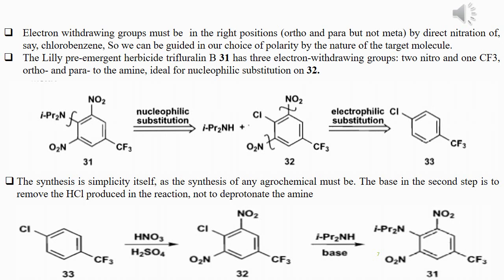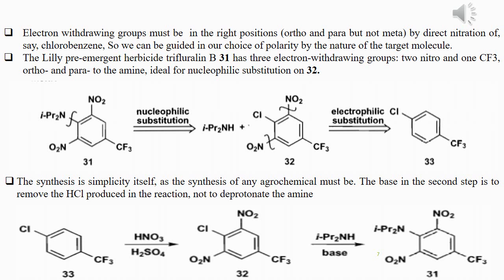So we can be guided in our choice of polarity by the nature of the target molecule. Now if we see the Lilly pre-emergent herbicide trifluralin 31, it has 3 electron withdrawing groups, 2 nitro and 1 CF3, ortho and para to the amine, ideal for nucleophilic substitution on 32. Now suppose we have compound 31 with 3 electron withdrawing groups.